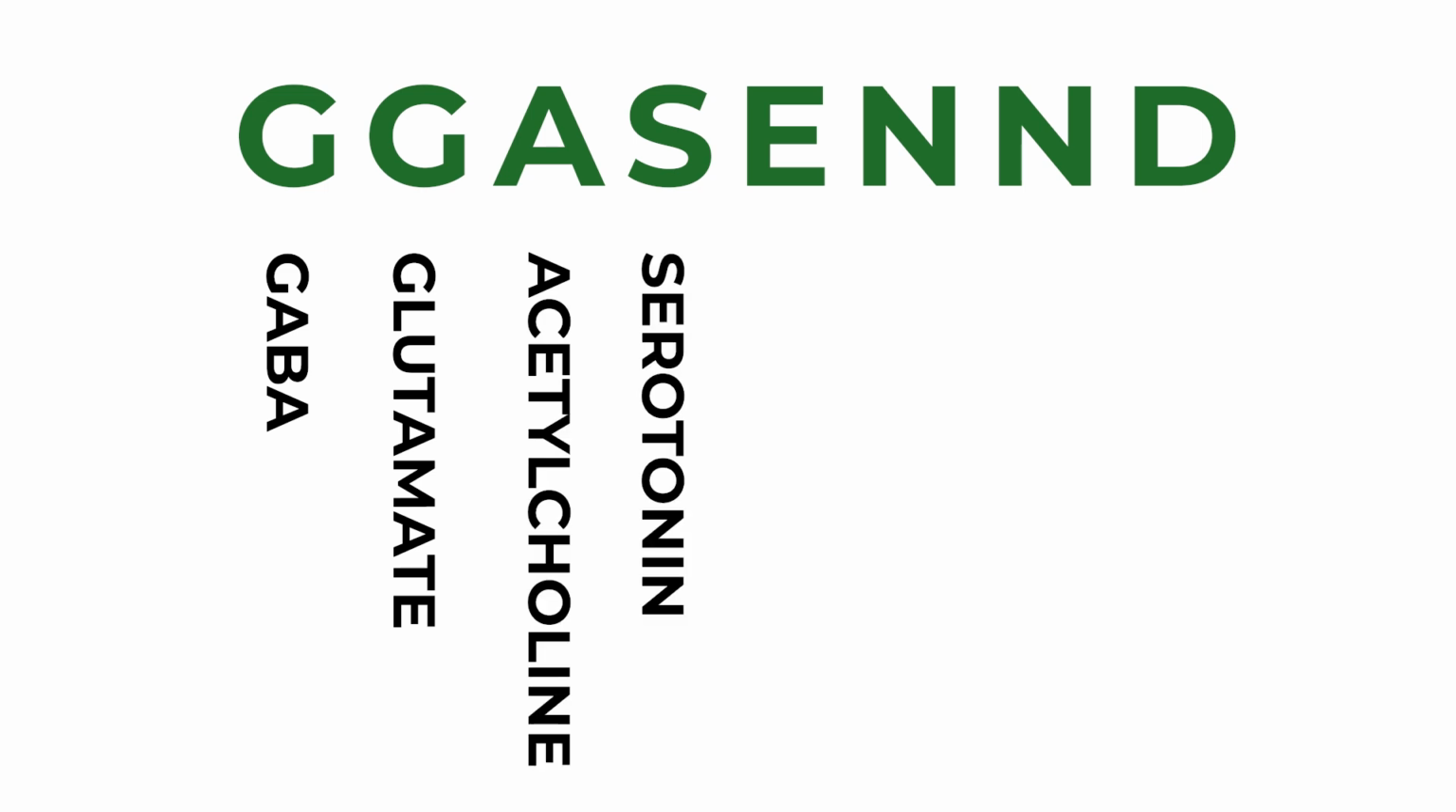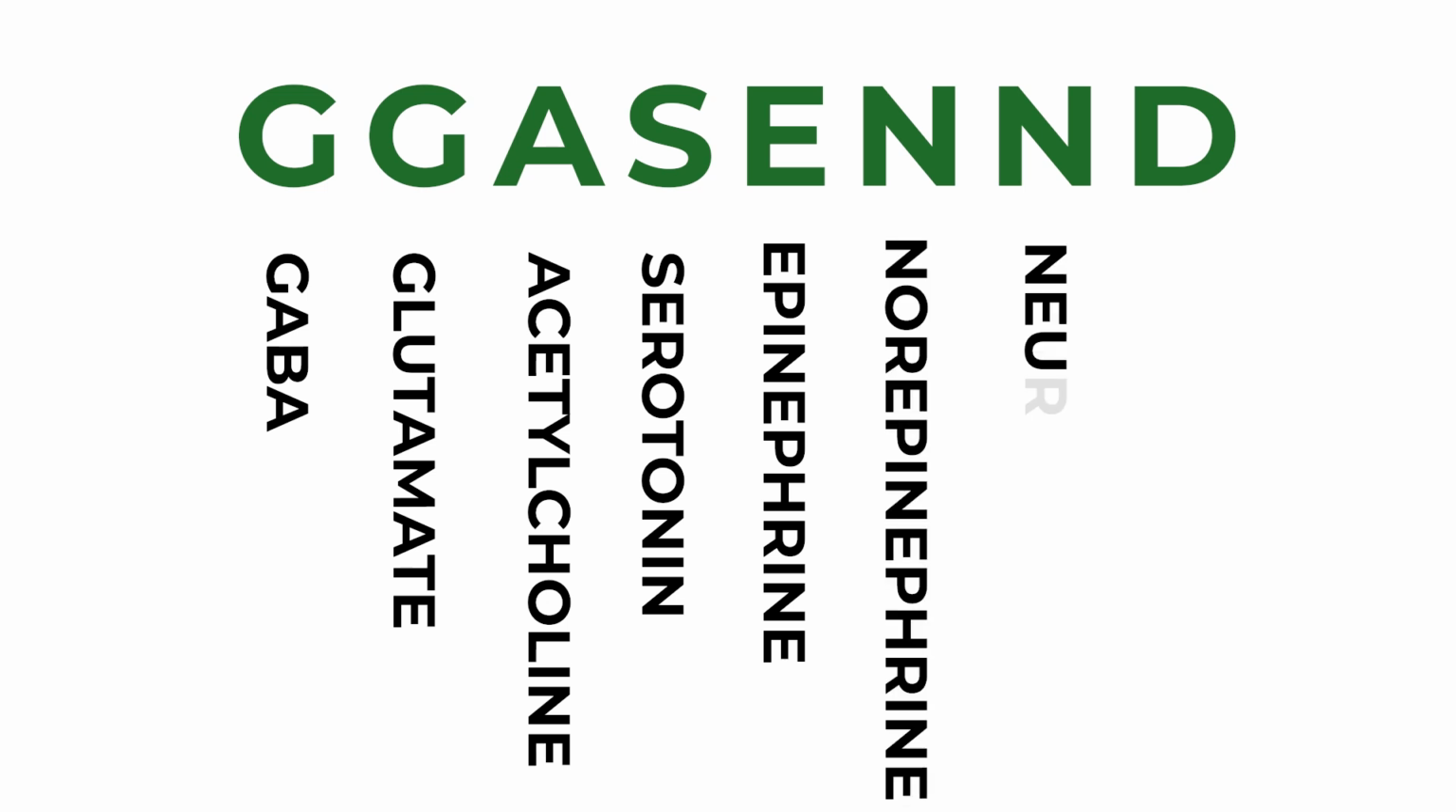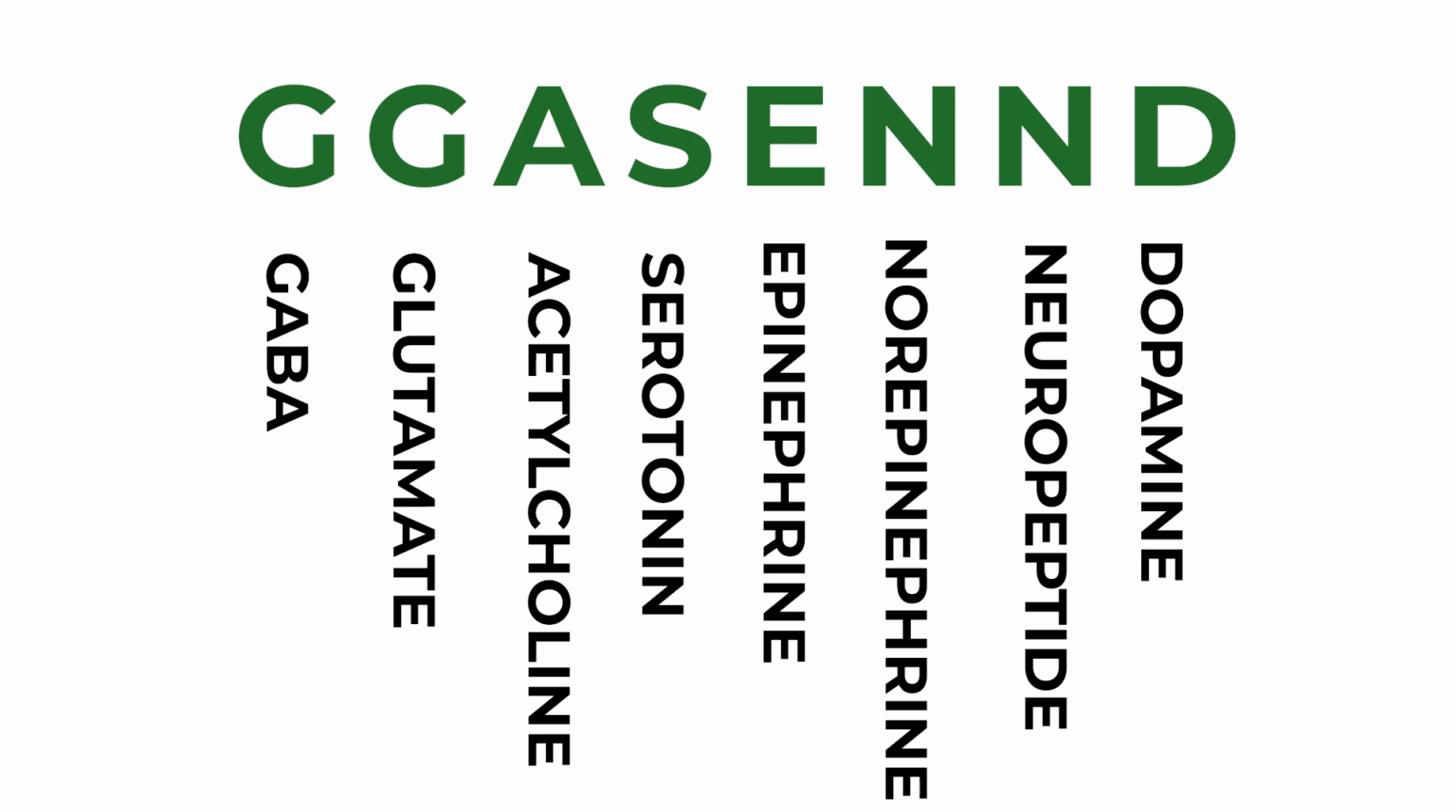G-A-S-E-N-D. So the first G is GABA, the second G is glutamate, then the A is acetylcholine, the S is serotonin, the E is epinephrine, the N is norepinephrine, the second N is neuropeptides, and the D is dopamine. So let's use the acronym GAS-END that way.